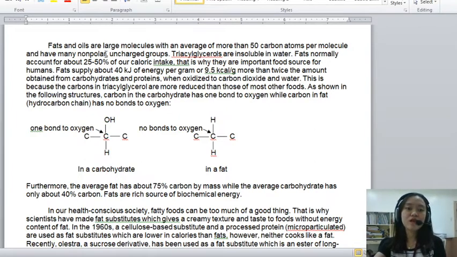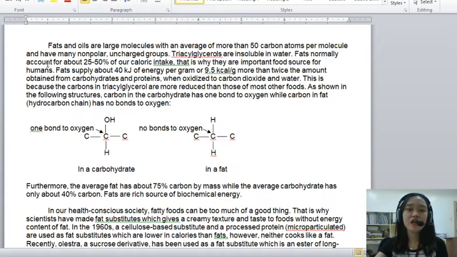When you say non-polar, it does not contain what? A positive and negative charge on the structure. Meaning, kaya nga, uncharged, di ba? Wala silang charge. Walang negative, walang positive. So, they are non-polar, meaning they are not reactive with other substances in other solvents, such as water. So, triglycerols are insoluble in water.